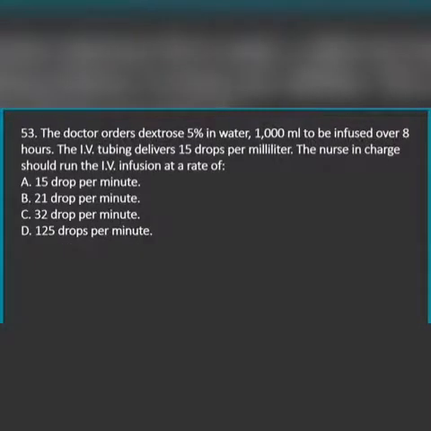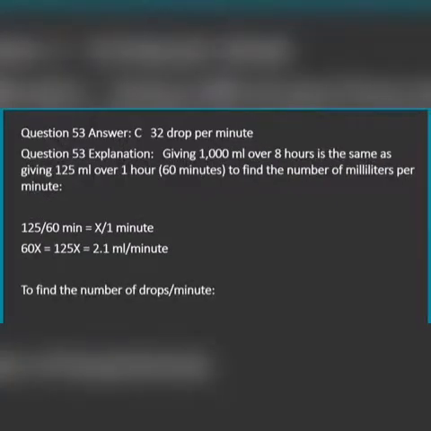Question 53. The doctor orders dextrose 5% in water, 1,000 milliliters to be infused over 8 hours. The IV tubing delivers 15 drops per milliliter. The nurse in charge should run the IV infusion at a rate of A. 15 drops per minute, B. 21 drops per minute, C. 32 drops per minute, D. 125 drops per minute. Question 53. Answer: C. 32 drops per minute.